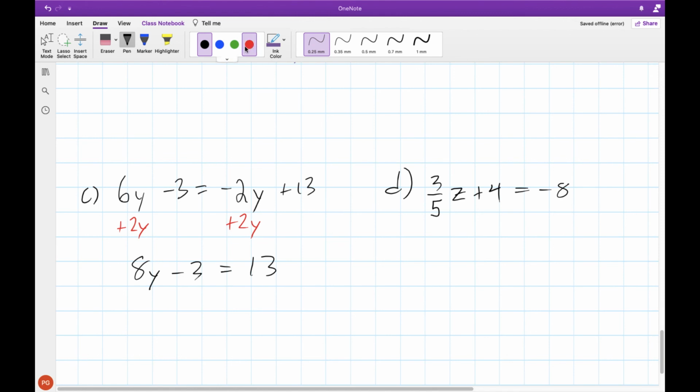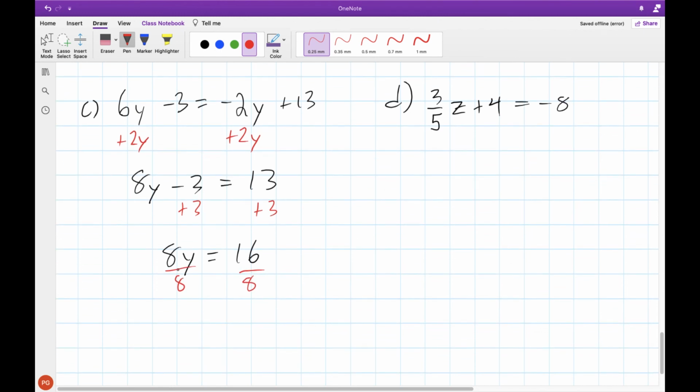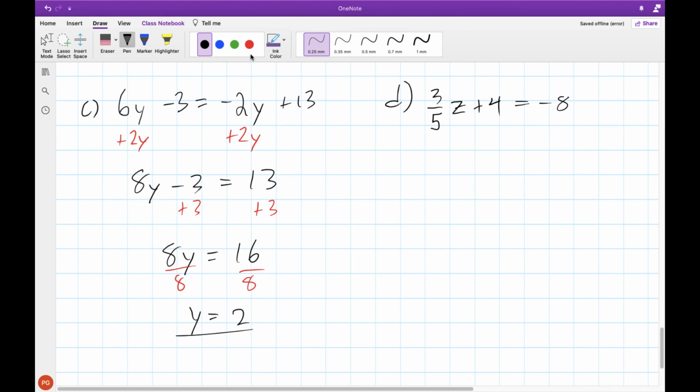Now we want to move our numbers onto the other side. In this case, we would add 3 to both sides. And then finally, we just have to divide by the number in front of our variable. If we've got 8 copies of y is equal to 16, we divide these 8 copies so that we only have 1 copy left. And this would give us that our answer is 2. And don't forget to check.